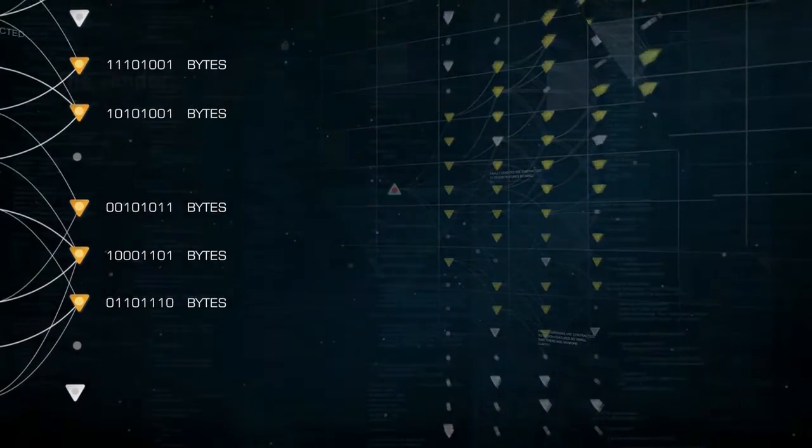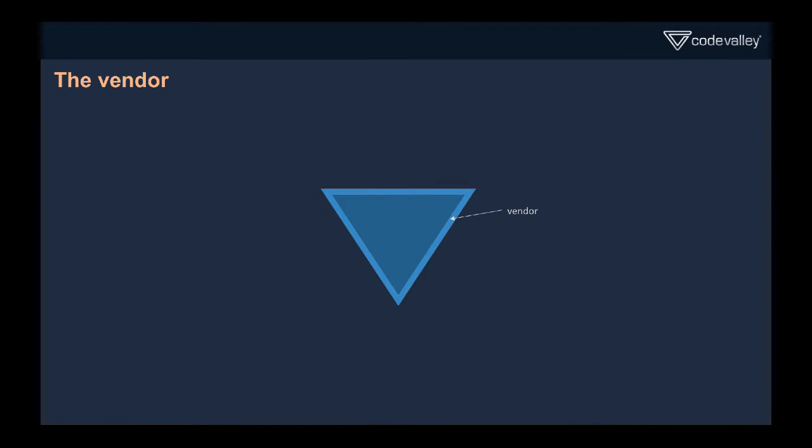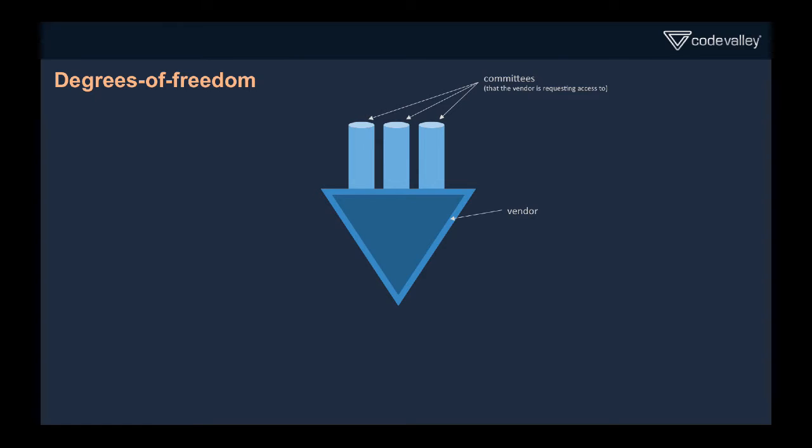So what is this information a vendor requests? This information is finite, it's discrete, it's not arbitrary, and for this reason we say that the vendor has a finite set of degrees of freedom which it can work within to do its job. A vendor requests this information by requesting access to committees. Now here's where you're probably thinking, what the heck is a committee and why do you call it that? The best way to answer this is just to use an example.